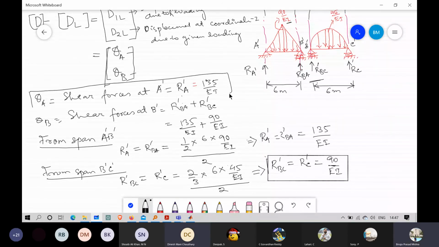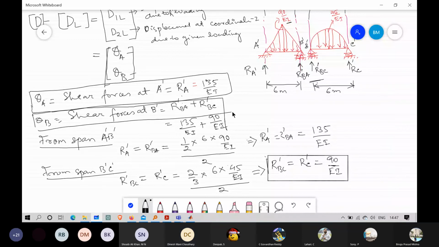Sir, how should it be equal, sir? RA and RB, how should they be equal? Why will RB and RA not be equal? I am talking about this one, see.